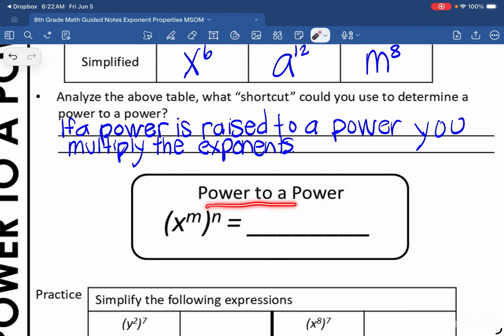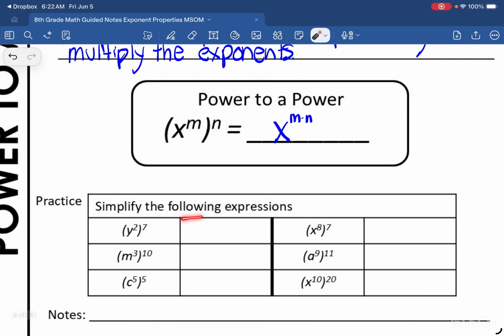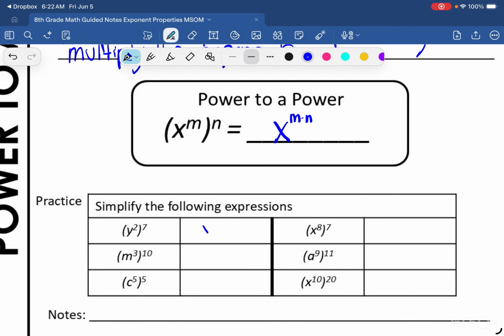In summary, power to a power. So if I have x to the m to the nth, that would be x to the m times n. Simplify the following expressions. Y to the 2nd to the 7th. So that's going to be y to the 2 times 7, which is 14. M to the 3rd to the 10th is m to the 3 times 10, which is 30.